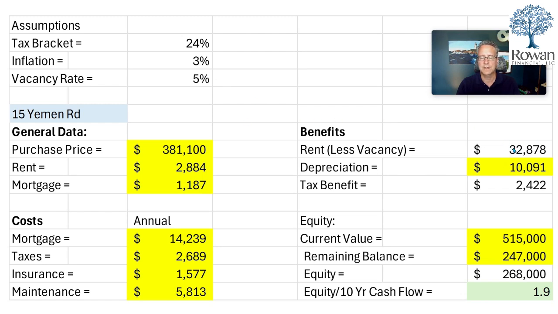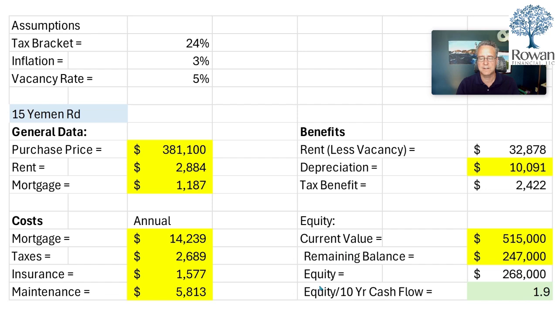So we want to make sure that you have this. Basically, your formula is going to be 2884 times 12 times 0.95, or 1 minus this cell's value, to make sure that you subtract out vacancy. Depreciation, again, we're grabbing that from your tax return, and then we're calculating what the annual tax benefit will be. We want to know the current valuation of the building, the remaining balance on the mortgage. That allows us to calculate the equity that we have in the building.